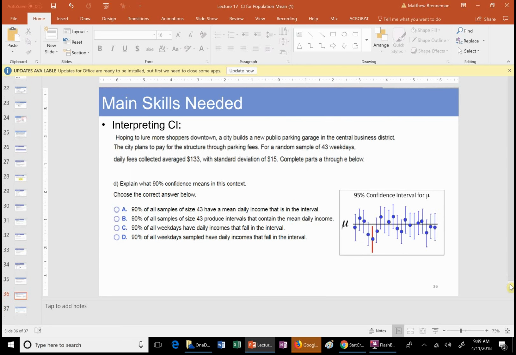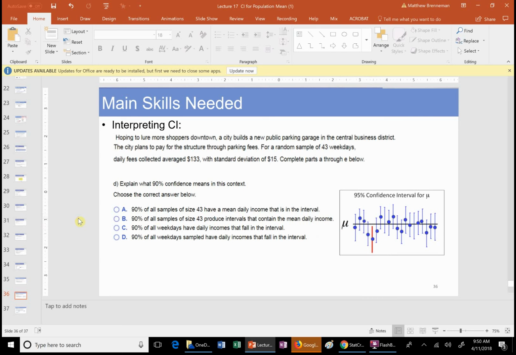So, hoping to lure more shoppers downtown, this is the same problem, right? So it says, explain what a 90% confidence interval means in this context. So we know the answer, and now we're just going to try to morph it into one of these. It means, and then I drew this as a little guide, right? A 95% confidence interval means that 95% of the intervals contain the true value. So this is what we're going to say roughly. For a 90% confidence interval, 90% of the samples will have confidence intervals that contain mu.